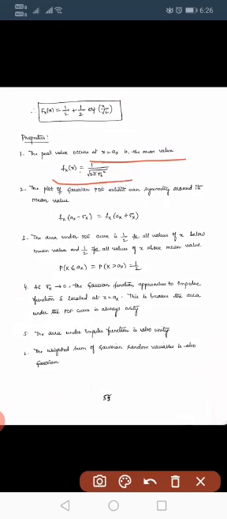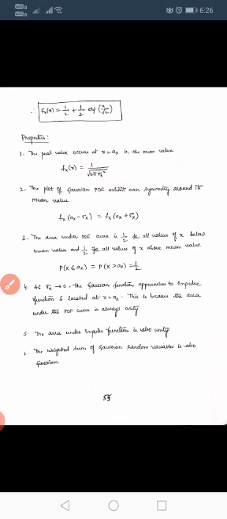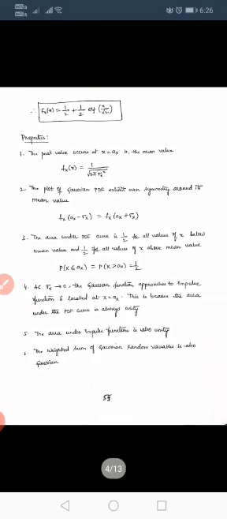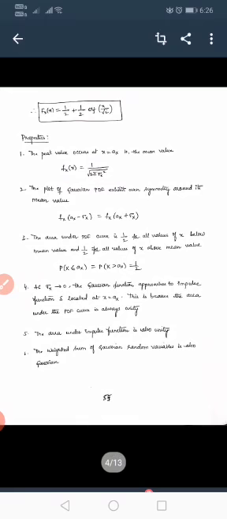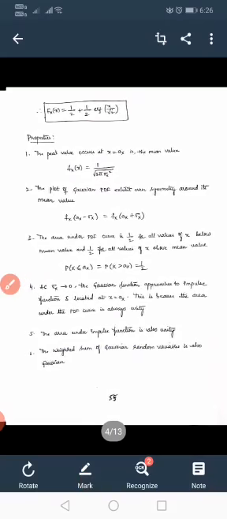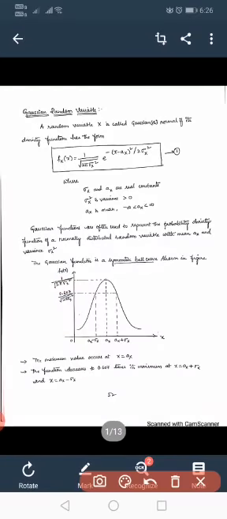Next property is the plot of the Gaussian probability density function exhibits even symmetry around its mean value. Even symmetry means, see this function, in this bell curve, on either side of the mean value we get the two values ax minus sigma x and ax plus sigma x. Okay, so these are the two symmetry points.